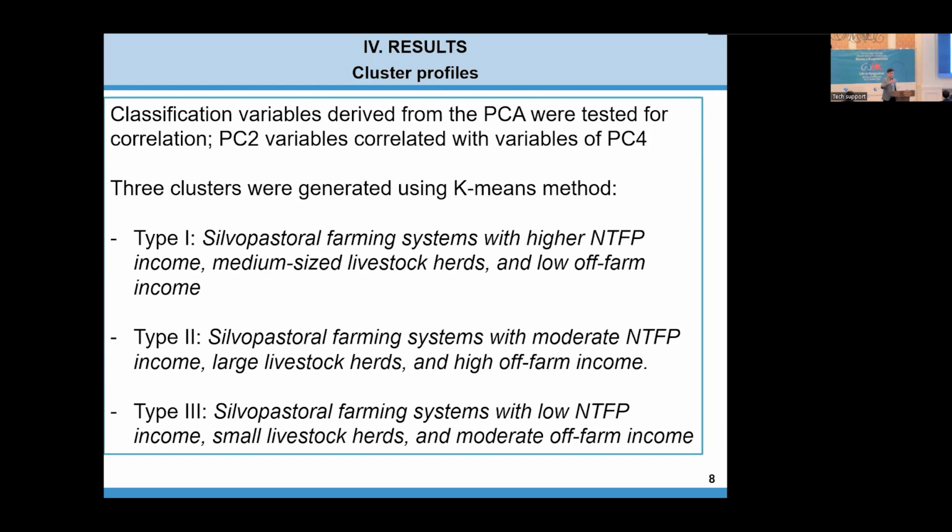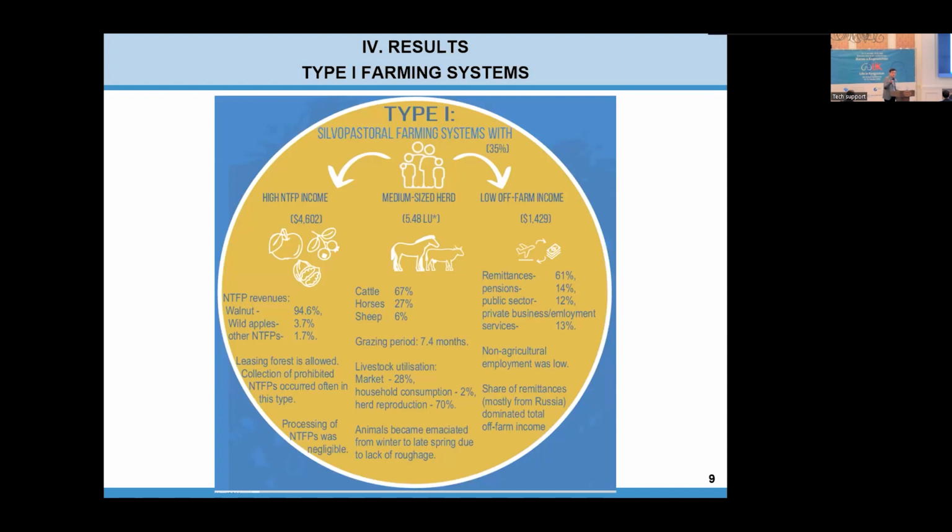Then the selected classification variables were subjected to k-means cluster analysis, and finally we have three significantly different silvopastoral farm types. The first one is the silvopastoral farming system with high NTFPs, then silvopastoral with moderate NTFPs, and silvopastoral farming system with low NTFPs. I will explain in my next slide.